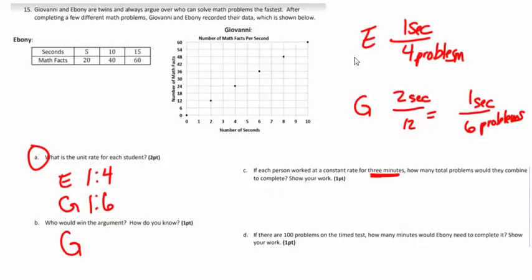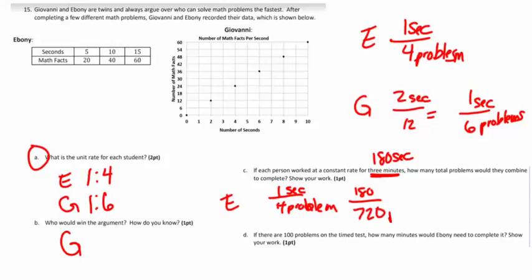All right. So let's look at this. So Ebony right now, 1 second is 4 problems. So I need to know in 3 minutes. Well, 1 minute is 60 seconds. So 60 times 3 is 180 seconds. Okay. So this is Ebony. So in 180 seconds, they would solve. So how did I go from 1 to 180? I multiplied by 180. So I need to multiply 4 times 180. So 180 times 4 equals 720. So she solves 720 problems.